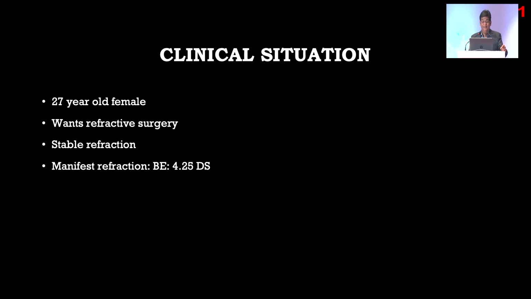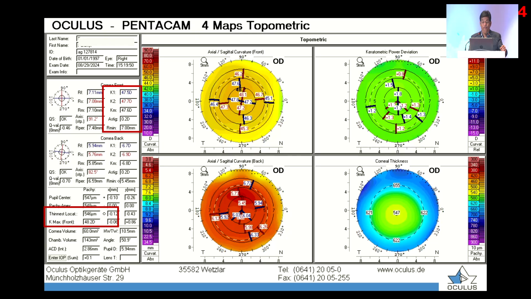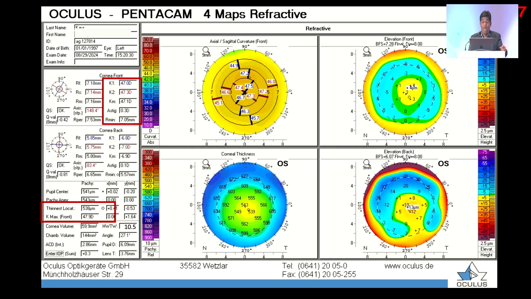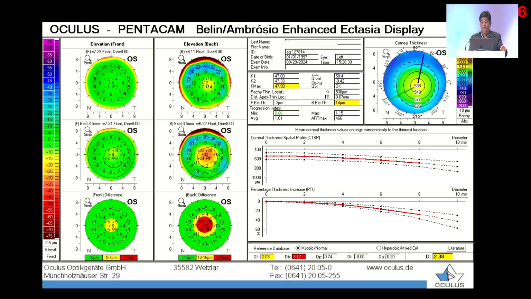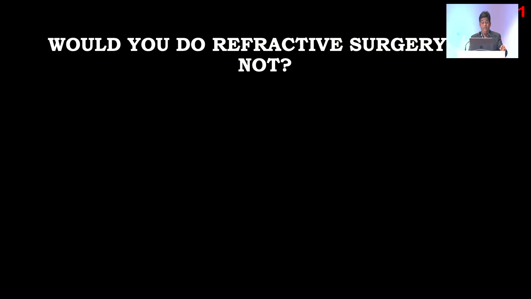So in one case, a 27-year-old female wanted refractive surgery, with stable refraction and a manifest refraction of minus 4.25. Looking at this map, it shows a slightly steeper cornea and a reasonable corneal pachymetry, and the same for the other eye. And if we look at the Belin-Ambrosio display, it shows the values in red as abnormal values, and also a borderline D value, similarly for the other eye. Now, in this case, would you do refractive surgery on this candidate or not?